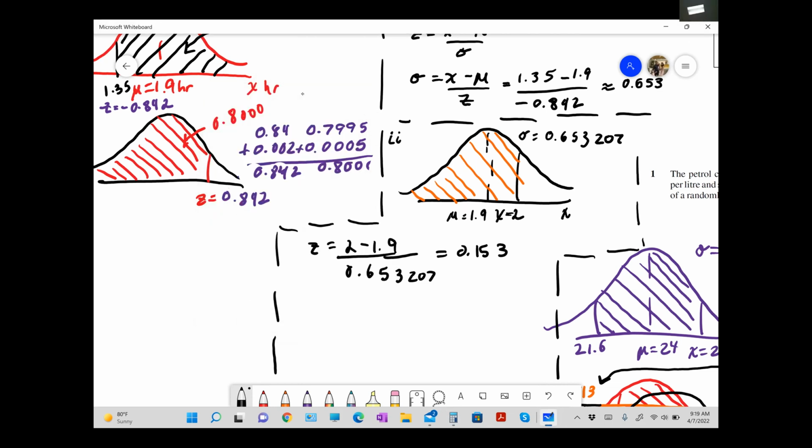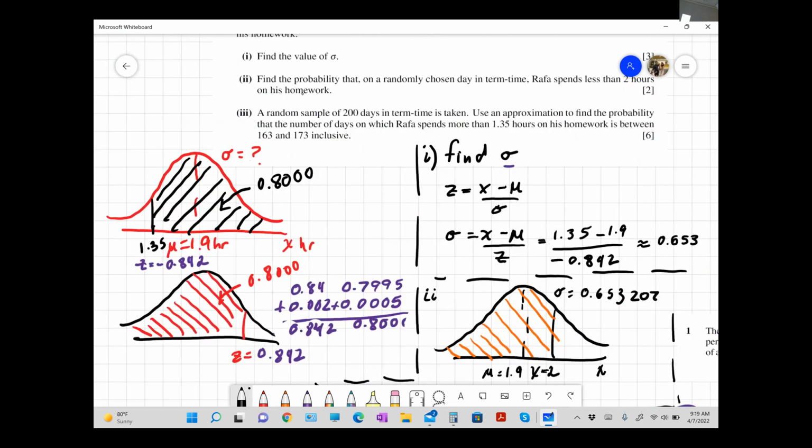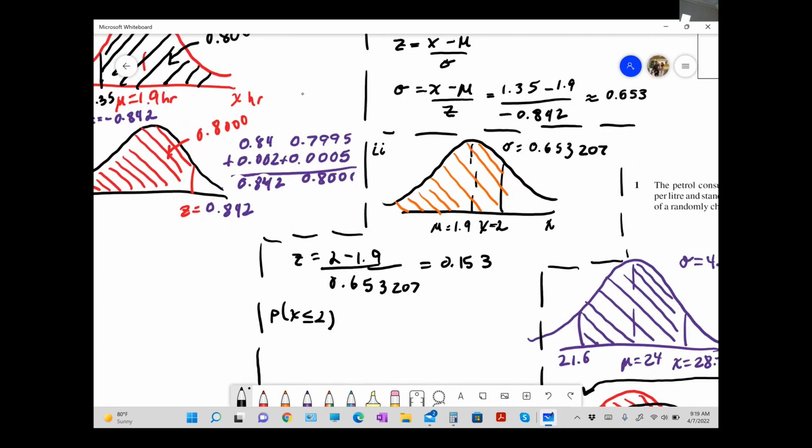So now all you have to do is remember, I'll write it nicely here. The probability of X being less than or equal to 2. Let me read the question to make sure it's less than or equal to. It's just less than 2, so the probability of X less than 2 equals phi of 0.153.